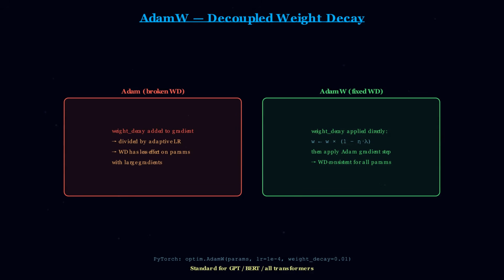In PyTorch, optim.AdamW. Typical hyperparameters: learning rate 1 times 10 to the power of negative 4 to 3 times 10 to the power of negative 4. Weight decay 0.01 to 0.1. Use AdamW whenever training transformers or language models. For CNNs and smaller nets, standard Adam is fine.